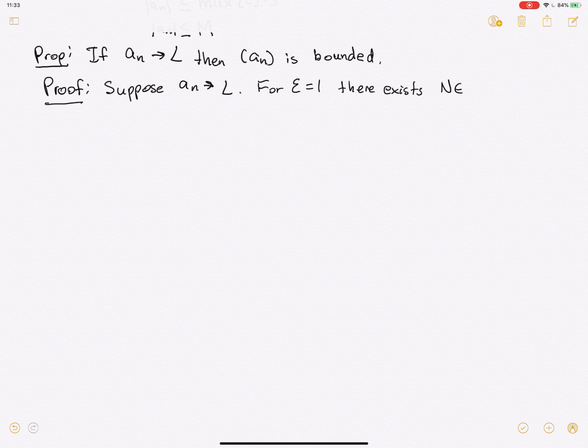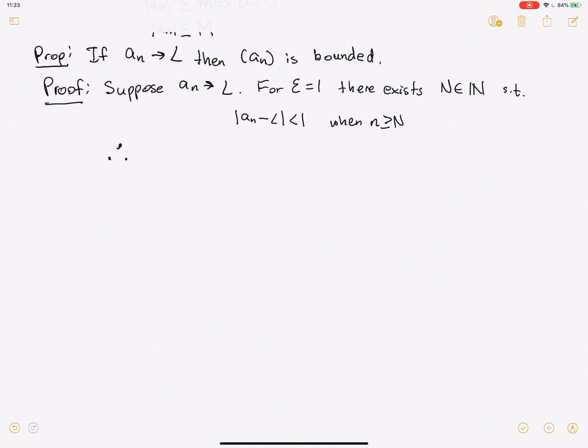N in the natural numbers such that |a_n minus L| is less than 1 when n is greater than or equal to N, because we're assuming it has that limit L. So for any epsilon there would be an N, so let's just choose epsilon equals 1 and use that N, big N.